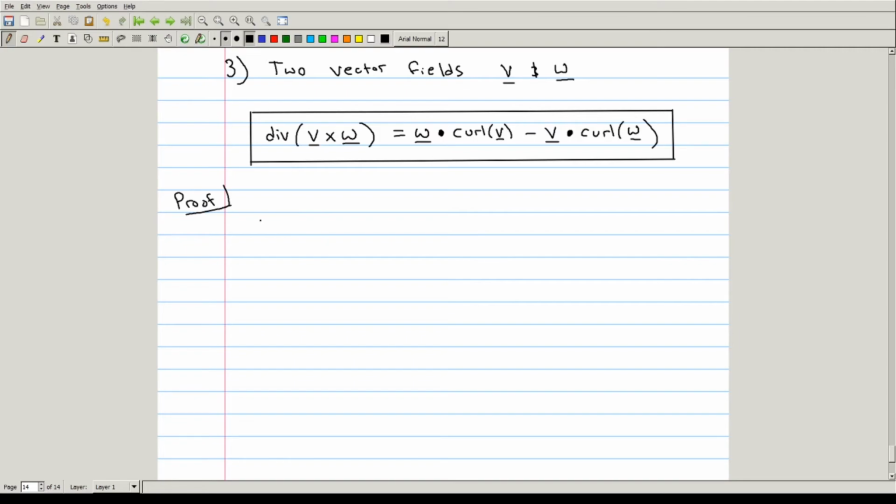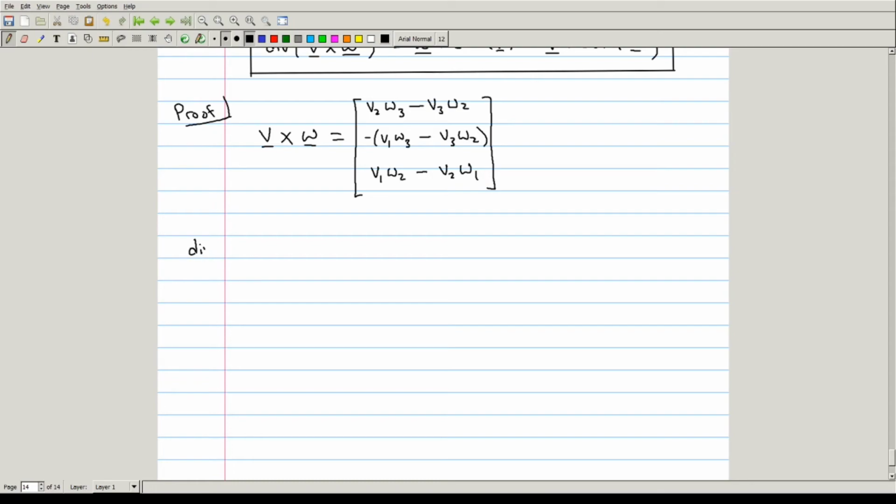If you have two vector fields V and W, V cross W is going to be the vector field with first component V2 W3 minus V3 W2, then the second component, negative V1 W3 minus V3 W1, and then the third component of the cross product is V1 W2 minus V2 W1. This is what the cross product is in Cartesian coordinates.